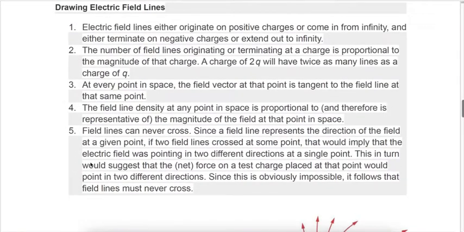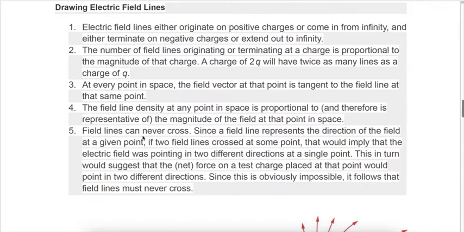Okay, so this covers a lot of the stuff I just said. Electric field lines always come out of positive and then either go to infinity or hit a negative and disappear, or they start from infinity and go to a negative charge and disappear.